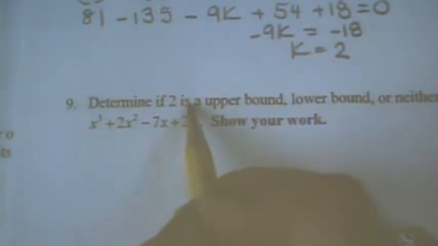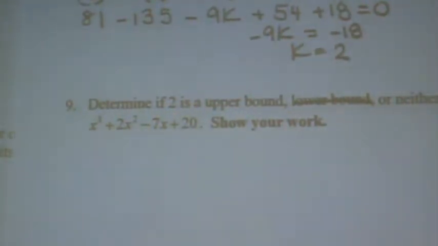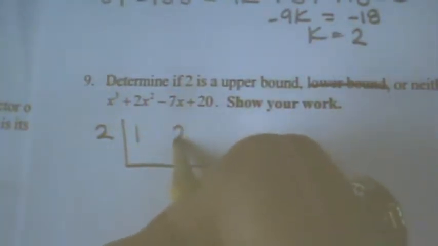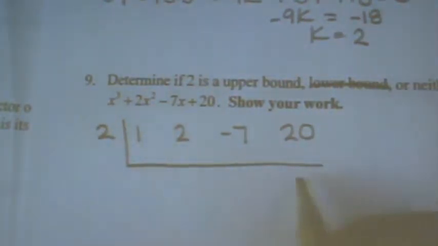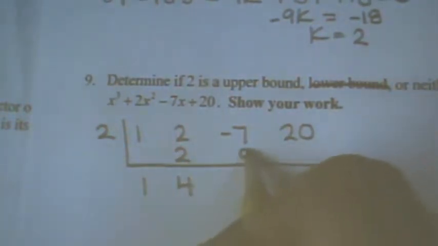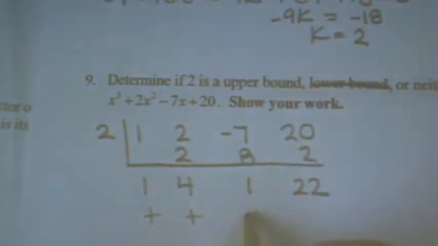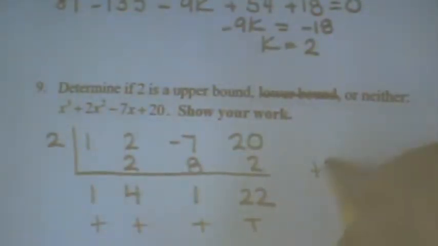So, if I ask you, is 2 an upper, it can't be a lower, that's a trick question. So it's either upper or neither. So what you do is you test a 2, put a 2 here, and you do 1, 2, -7, and 20. If all these come out to be positive, so bring down that, multiply, add, multiply, and add, you get 22. This is an upper bound. These are all positive numbers. So it's upper.